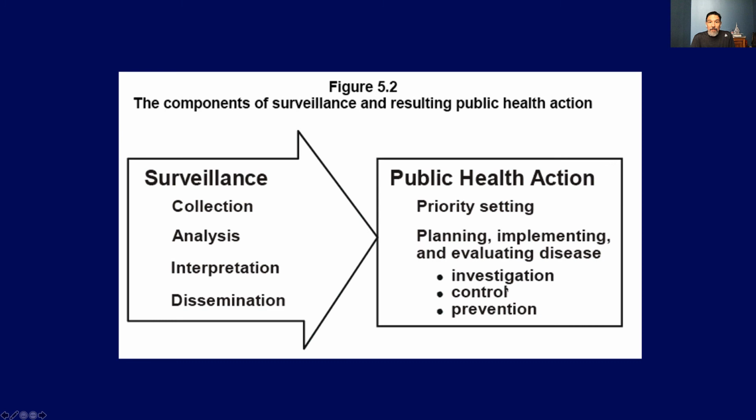And so it's really important that this link be articulated and understood and in place, because surveillance really doesn't have an impact unless there is a direct link to public health action. And that can include things like setting of priorities for programmatic activities, or planning, implementing, and evaluating disease control and prevention activities.